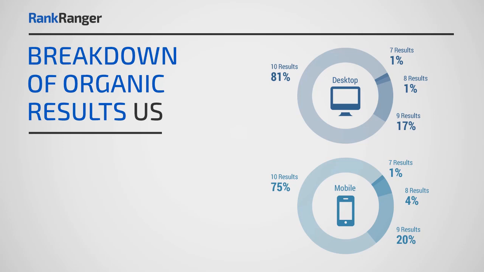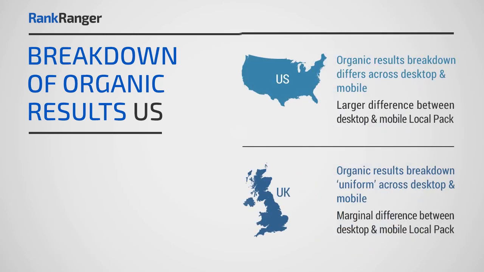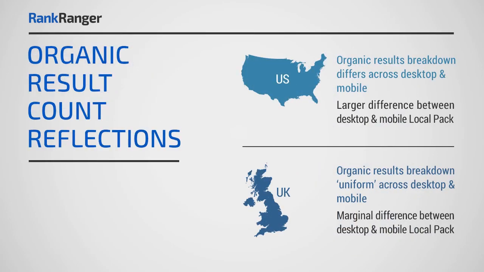Ain't that interesting considering what we saw about LocalPack? Let me just highlight the pattern here. In the US, where the organic breakdown differs between desktop and mobile, meaning there are more page ones with 10 results on desktop than on mobile, there are also fewer LocalPacks on mobile. Whereas in the UK, where the organic results breakdown does not differ, where you have relatively the same amount of 10 results on page one on desktop as you do on mobile, there is no difference in the local pack.